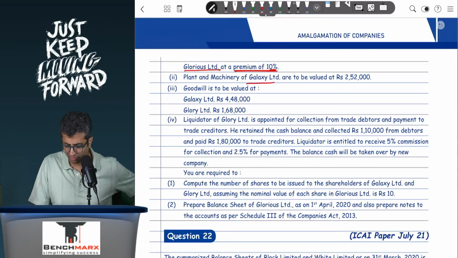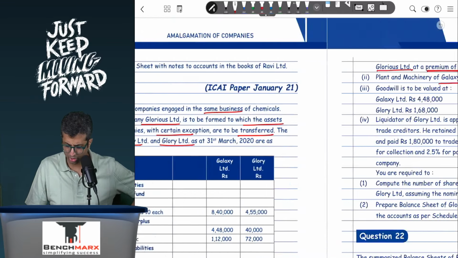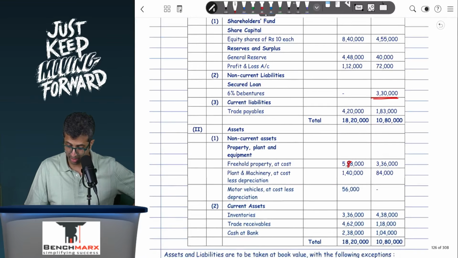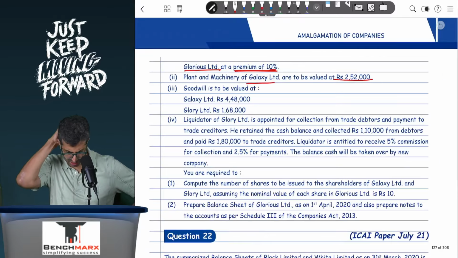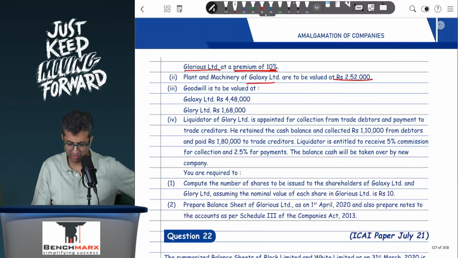Plant and machinery of Galaxy are to be valued at 2,52,000. This is for Galaxy only. Next, goodwill is to be valued for Galaxy at 448 and Glory at 168. Goodwill is given to you. Generally, goodwill is not given, but in this case, goodwill is given to us.